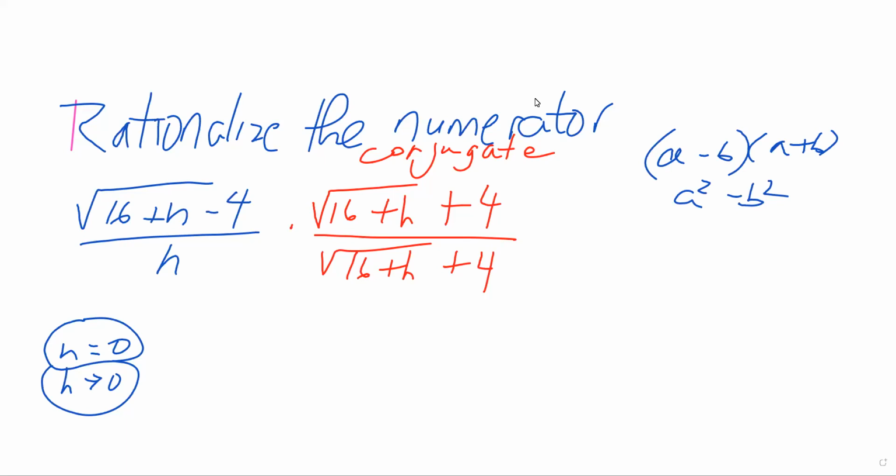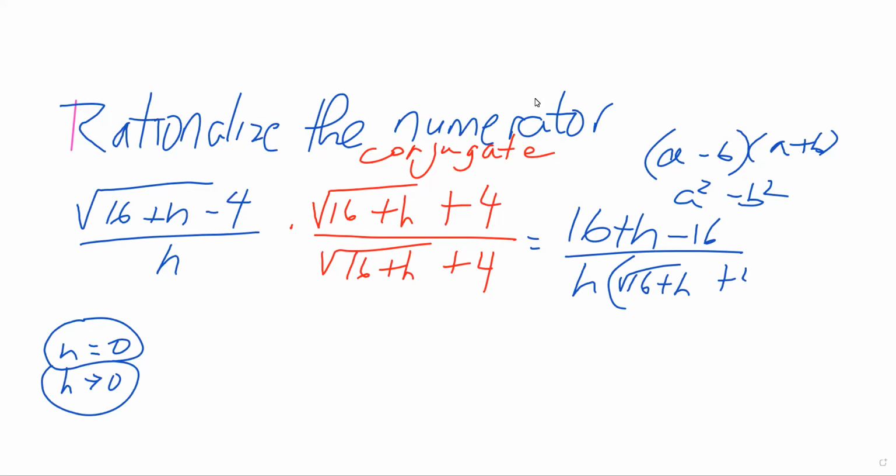Let's go ahead. If you square the square root of 16 plus h, that's just going to be 16 plus h. If you square the 4, that's going to be negative 16. The bottom is going to be h times the conjugate expression, for lack of a better term. Now, if you notice, the 16s add up to 0.